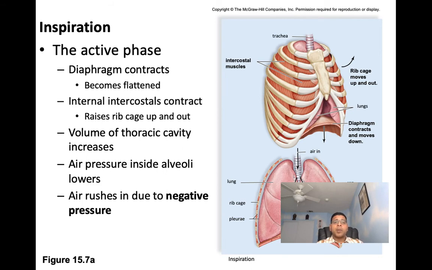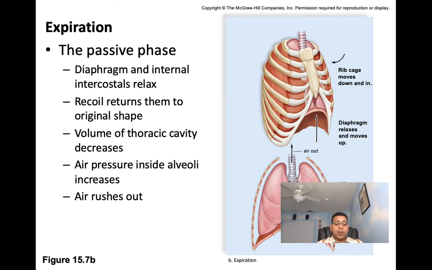Next, then, let's talk expiration. Expiration is going to be the passive phase of ventilation, and we'll see no effort is required. In expiration, the elastic properties of the lungs causes them to recoil. During expiration, the abdominal organs will press up against the diaphragm, and the rib cage moves down and inwards.